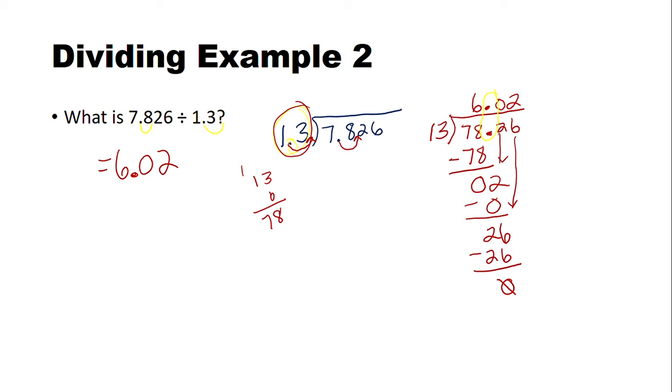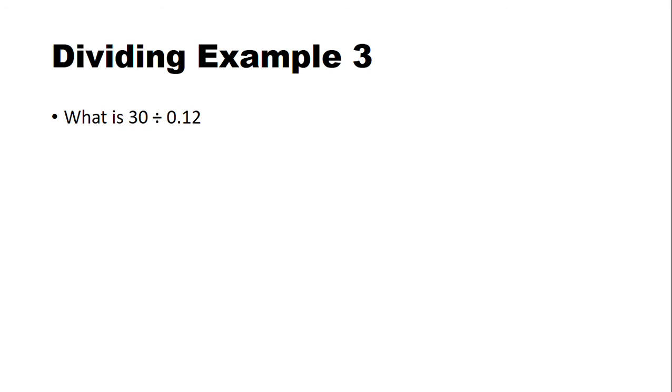Let's try one more, and this one has yet another trick. So now I have 30 divided by 0.12. So my divisor is here, 0.12, and I'm going to divide that into 30. So I don't have a decimal here this time, but I do have it here, and I don't want a decimal in the divisor. So again, I'm going to multiply this to get rid of it. So that's going to turn into 12.